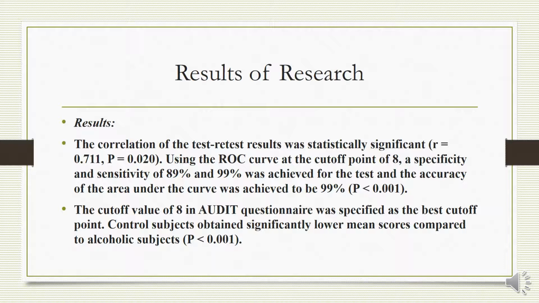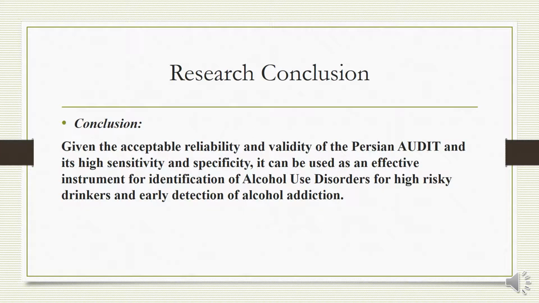What does this mean? This simply means that there is less than a 1 in 1,000 chance of the stated result being incorrect based on observed error. It means that the result was statistically significant at the probability level. If you look at these results, they are very significant, and they're very sensitive and specific. It can be used as an effective instrument for identification of alcohol use disorder for high-risk drinkers and early detection of alcohol addiction.